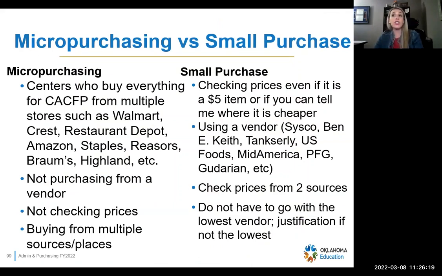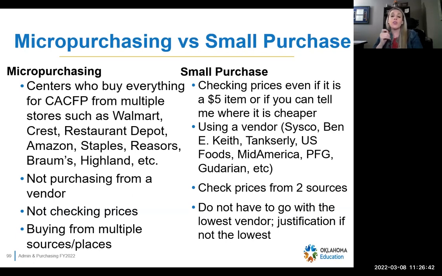Again, this is just the difference between micro purchasing and small purchase. If you're using a vendor like Sysco, Bunny Keith, US Foods, or Tankersley, you need to be doing small purchase. You have to check prices because you're really just buying from them. Now, you may have an emergency type purchase, like they didn't have hot dog buns that day. You run to the grocery store. That's more of an emergency purchase. It would kind of fall under micro purchasing.